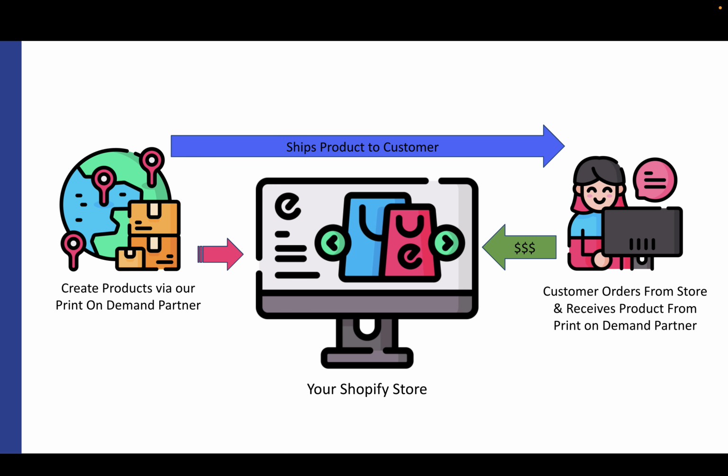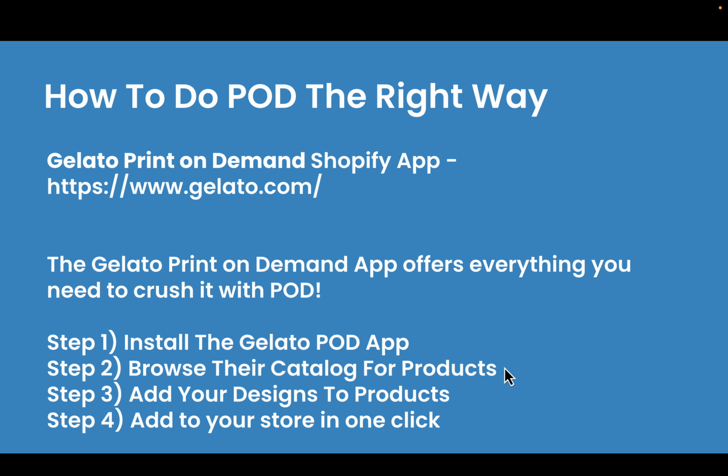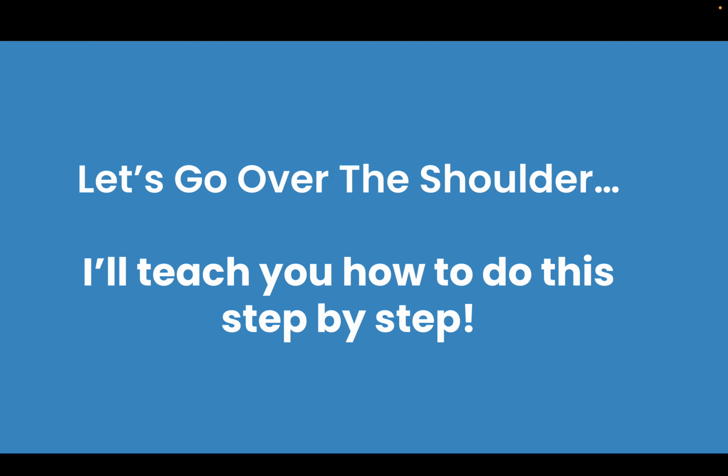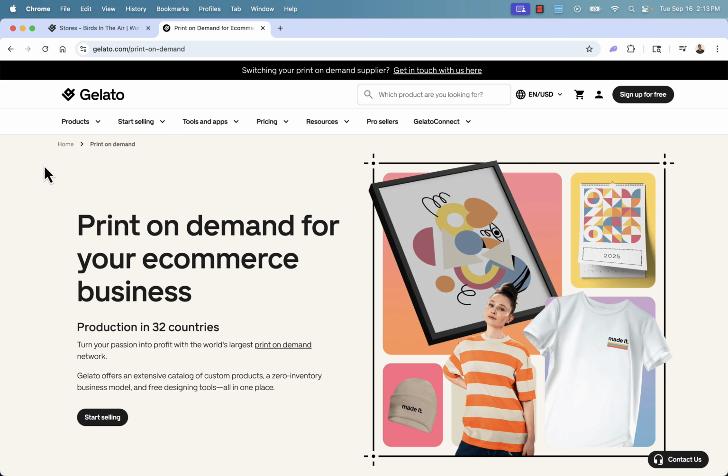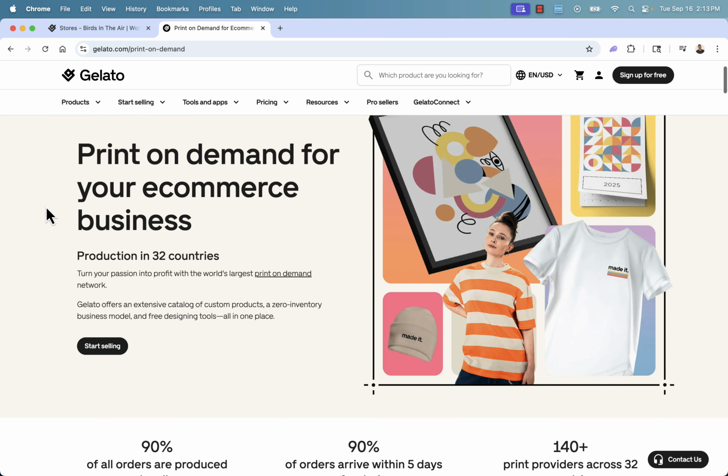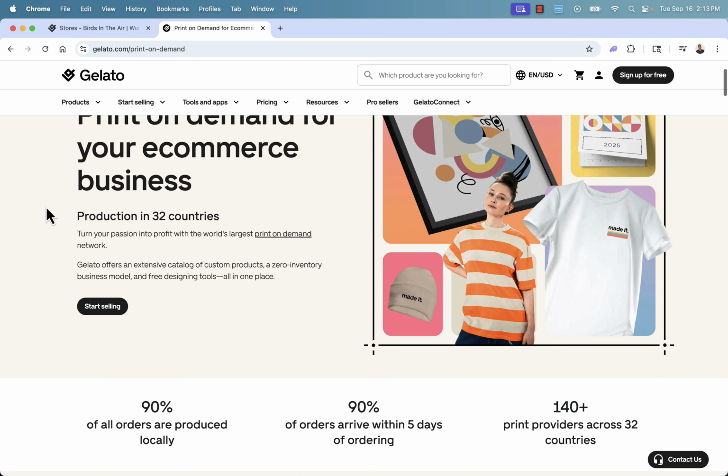And remember, in this process, once we add the product to your store, someone can go ahead and purchase the product, and everything else happens automatically. That's why it's by far the best business model online today. And we're going to go over the shoulder so you can simply follow along and see how I do this step by step. You're looking at the Gelato site, and you'll be able to integrate directly with your Shopify store.